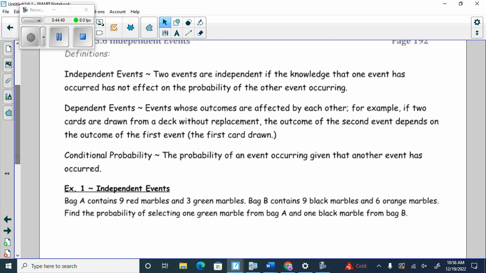Dependent events whose outcomes are affected by each other. For example, if 2 cards are drawn from a deck without replacement, the outcome of the second event depends on the outcome of the first one. Whatever, I'm holding a card in my hand, right? I now have 51 cards. I've completely changed the deck.